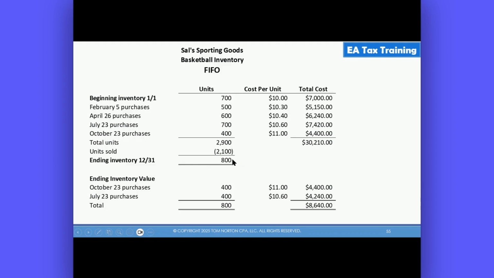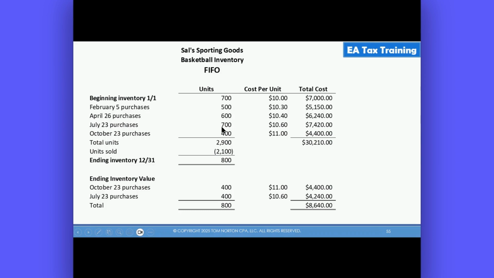So here's the question. They sold 2,100. Which 2,100 are we going to assume that they sold? Well, this is first in, first out. So we're going to go back to the beginning inventory. We're going to say, well, they sold these 700. They sold these 500, so that's 1,200. Then they sold these 600, that's 1,800. Then they sold 300 of these, so that's 2,100.